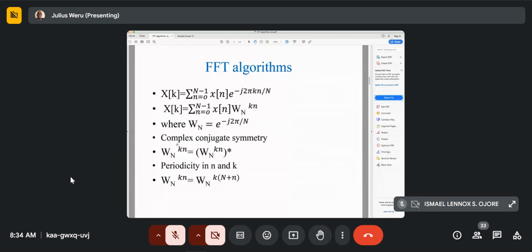I don't think we are going to use complex conjugate symmetry as such, but we are going to use periodicity in n and k, where W_N, because the period is N, so W_N to the kn is the same as W_N to k times (N plus n).